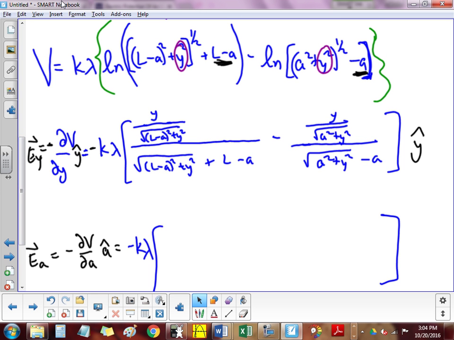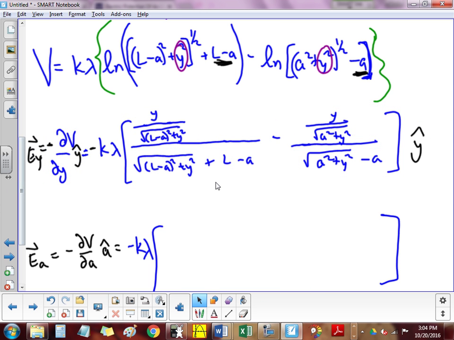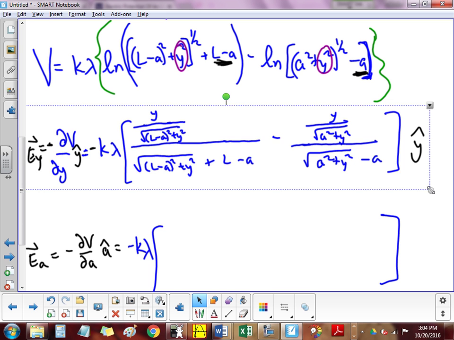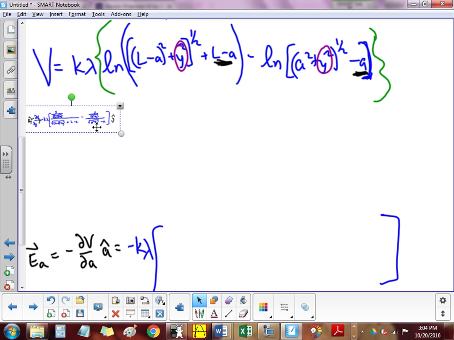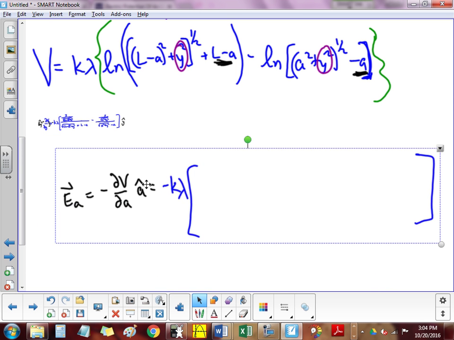Okay, so we do not need the E sub Y right now, so I'm just going to grab it and group it and shrink it real small. We just don't want it to be in our face right now. We can enlarge it again later. We're focusing on a different component of the E field now.